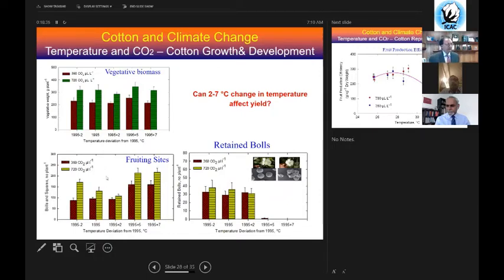Similarly, for the number of fruiting sites produced across temperature conditions, plants grown at elevated CO2 produce more fruiting sites. But once we come to the retention side, plants grown at both ambient and elevated CO2 conditions could only produce retained bolls up to 1995 plus 2 degrees. Beyond 2 degrees for diurnal and seasonal changes in temperature compared to 1995, none of them produced retained bolls.